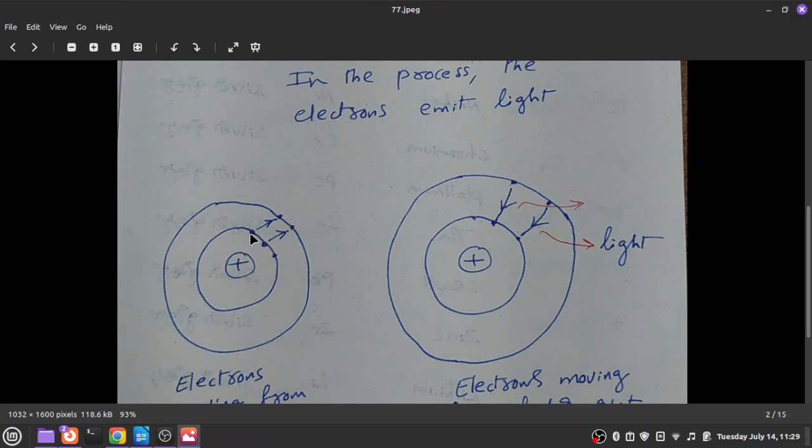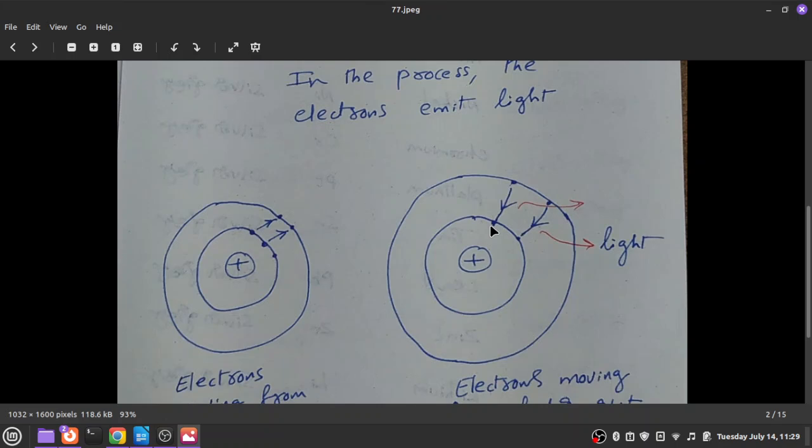See that the arrow marks are shown. The electrons are moving from lower orbit to higher orbit because of heat energy. By absorbing heat energy, the electrons move from lower orbit to higher orbit. Once they move to higher orbit, they will not stay there. Within a fraction of a second, in very little time, they will come back to lower orbit. When they are coming from higher orbit to lower orbit, they release energy in the form of light.